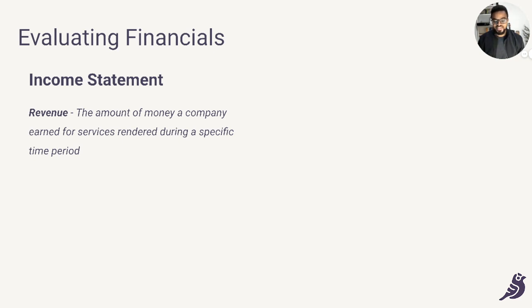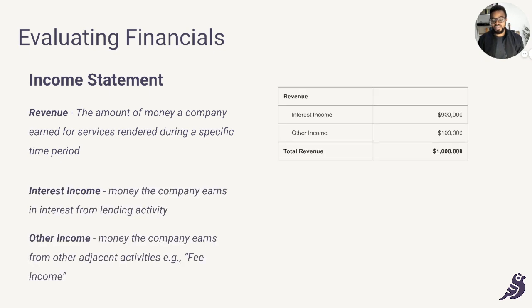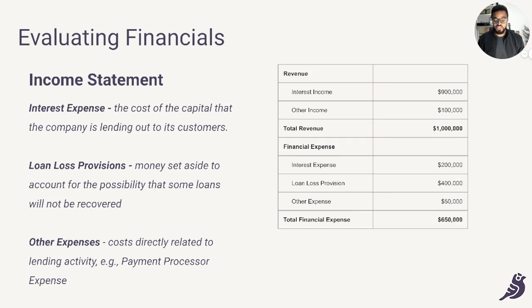For lending businesses, this is typically broken down into interest income, which is the amount of money a company earns in interest from lending activity, and other income, which is the amount of money a company earns for other adjacent activities. For example, if a business charges a one-time fee to its customers, this fee income will be recorded in the income statement. The result from this part of the income statement is the total revenue that the business earned in this time period.